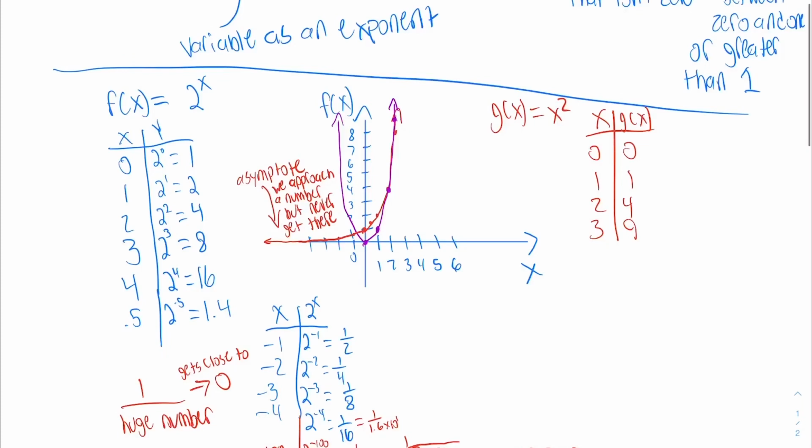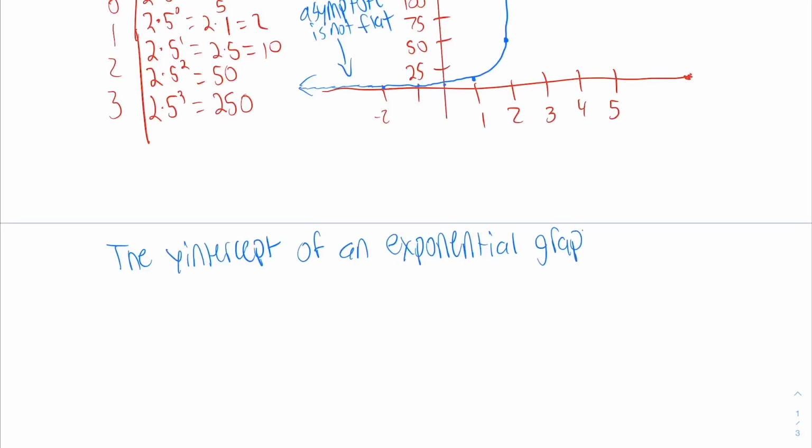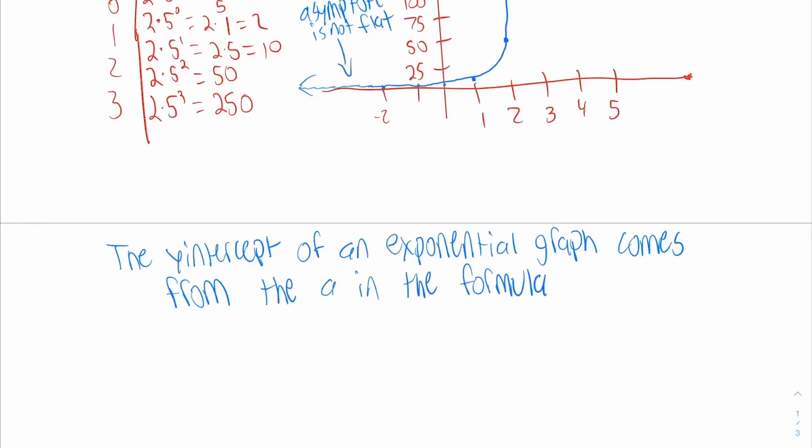Well, what's in front of this 2 here? You would say it's nothing. Well, it's actually the invisible number 1 because 1 times 2 is just 2. So whether you put the 1 there or not, you can make it there because math says 1 times something is itself. So the y-intercept of an exponential graph comes from the a in the formula.